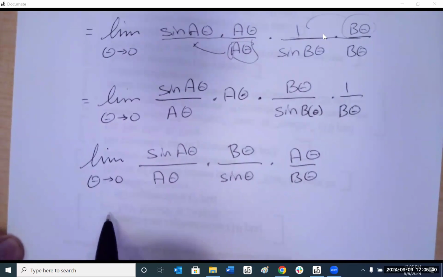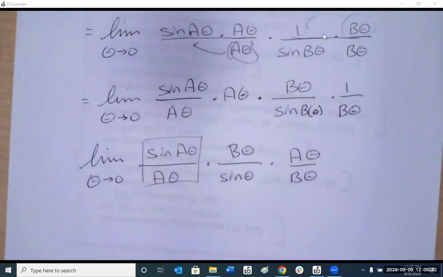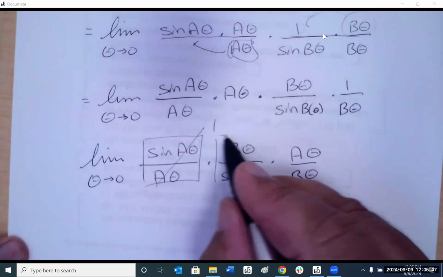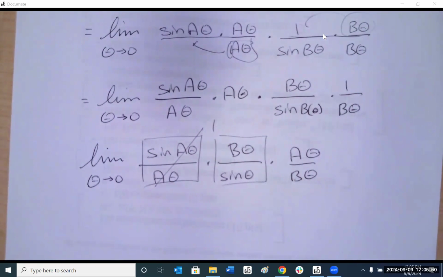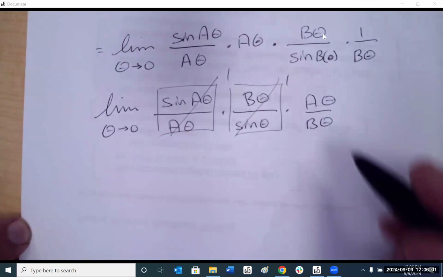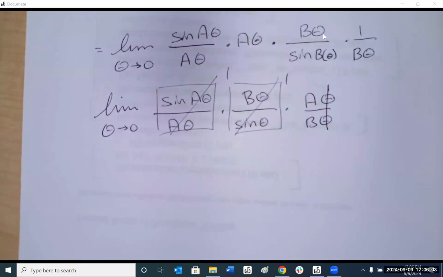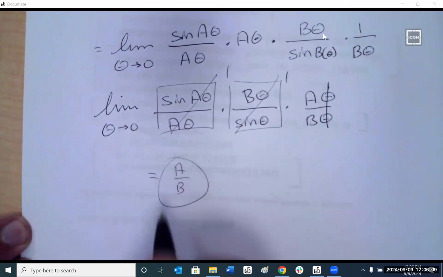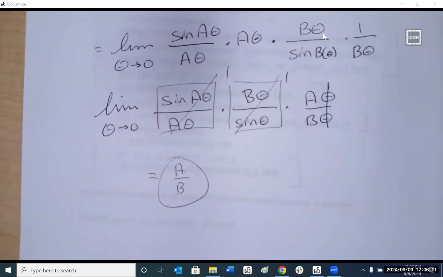So as theta goes to 0, what does this equal? 1. And this one? Also 1, because it's the same as 1 over that. So this is also 1. And here, the thetas cancel. So what are we left with? A over B. And that's that.